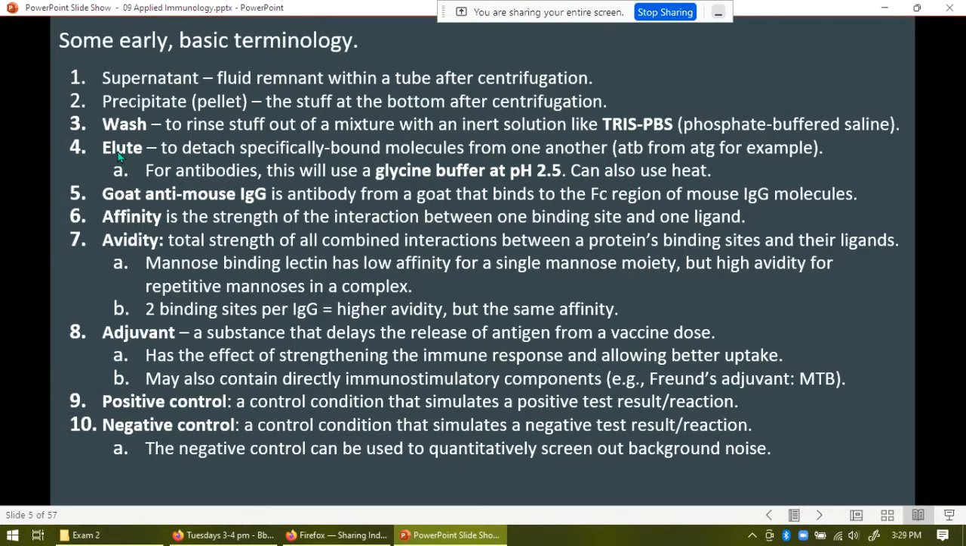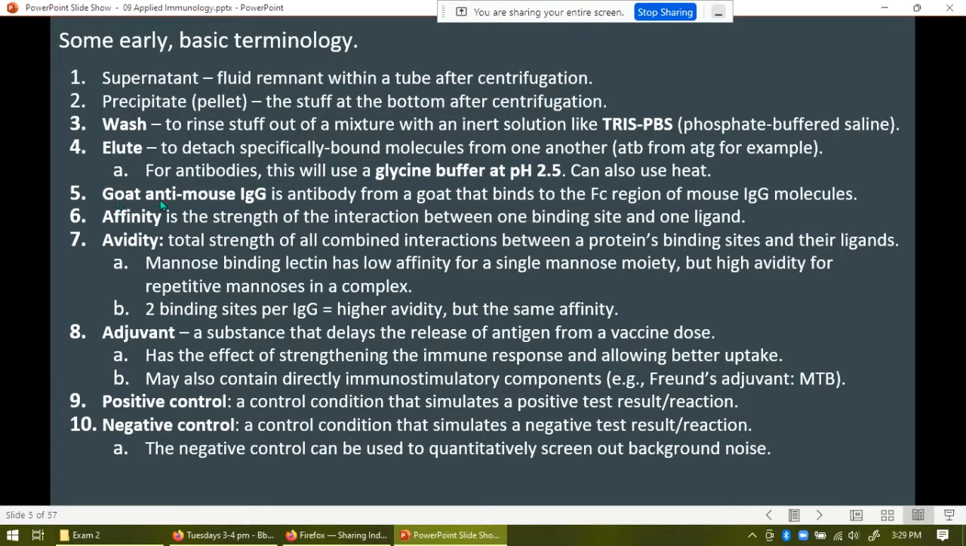For antibodies, usually to elute them from antigen, you're going to use a glycine buffer at pH 2.5. And you can also heat the mixture to get the antibodies to come off of the antigen. Now the glycine buffer, the major reason that it is used for elution is that the pH is so low. It's so low that it changes all the charges on the antigen and antibody to be positive, and then they repel each other, and the antibody comes off the antigen when that happens.